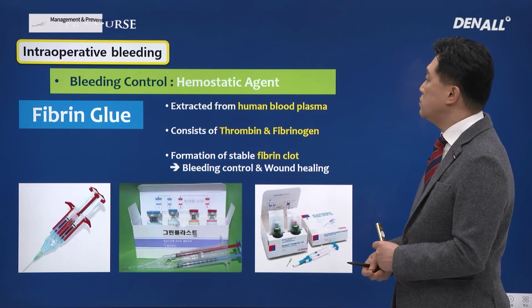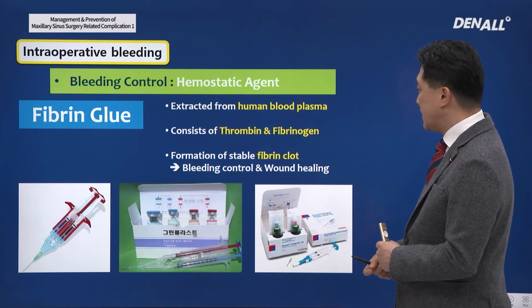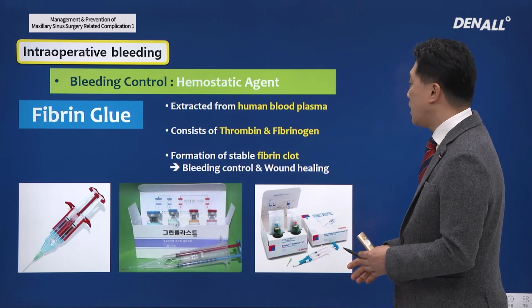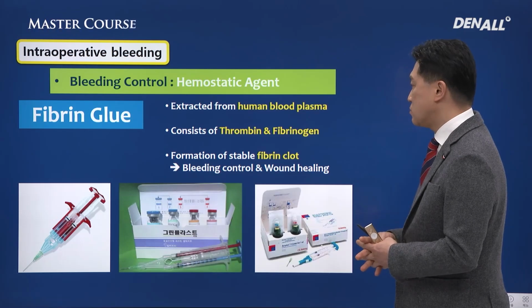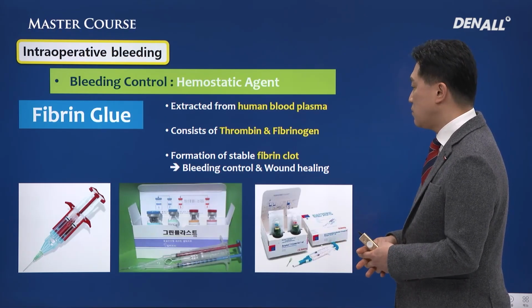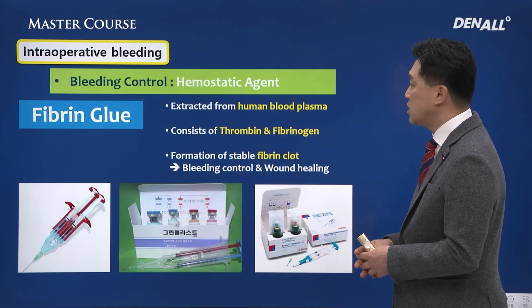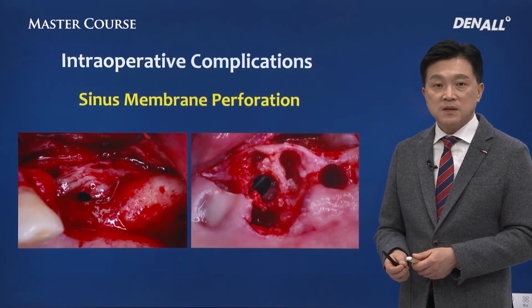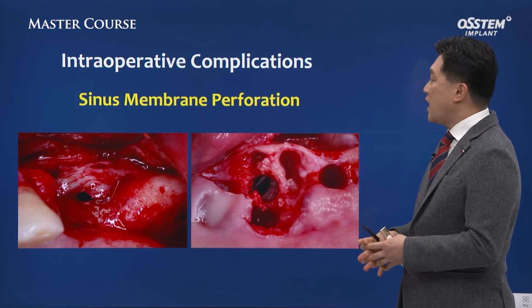Next, fibrin glue can be used to stop bleeding. As we all know, it consists of thrombin and fibrinogen, so it induces blood clotting very quickly. Not just bleeding control, but because of its own characteristics, it also supports wound healing. These can be used for control.